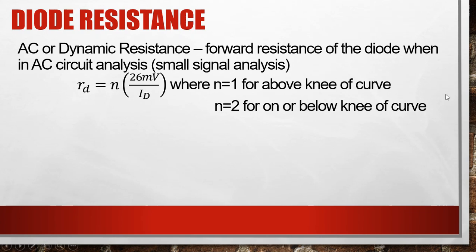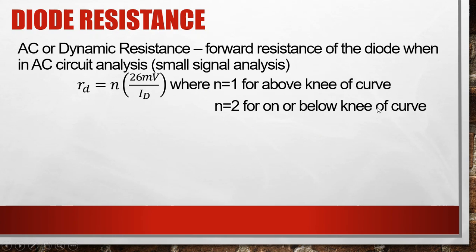Where N is equal to 1 for above knee of curve and N is equal to 2 for on or below knee of curve. Pag sinabi nating knee of curve, kung may makikita kayong graph ng characteristic curve ng diode, sa curve doon na nag-on ang diode. So, pag below sa curve, sa knee of curve, ang nilalagay nating ideality factor ay 2. Mamaya, mag-solve tayo ng sample problem about this.